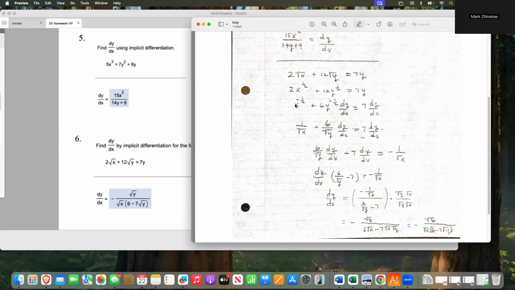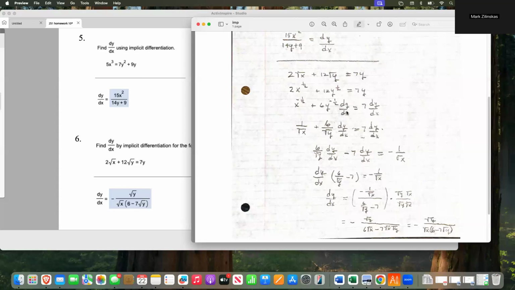So 1/2 times 2 just gives me 1, and subtracting 1, I get negative 1/2. Or 1/2 times 12 gives me 6, again subtracting 1. But remember, I have to use the chain rule, and basically just write dy dx after each time you take the derivative of a term with respect to y. And then over here, I just have 7 dy dx.